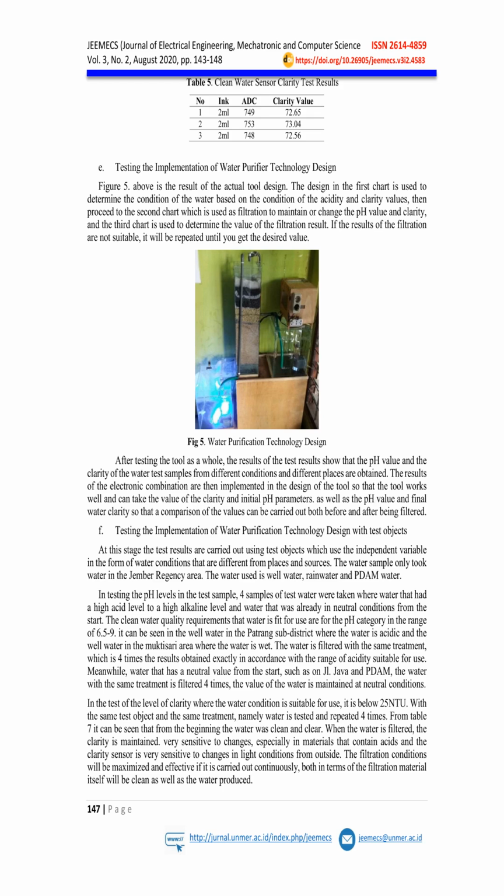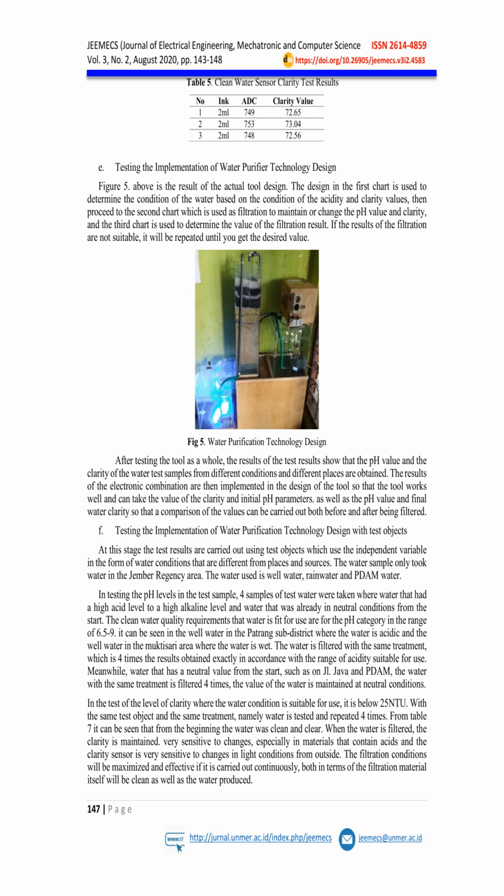E. Testing the implementation of water purification technology design. Figure 5 above is the result of the actual tool design. The design in the first chart is used to determine the condition of the water based on the acidity and clarity values. Then proceed to the second chart, which is used as filtration to maintain or change the pH value and clarity. And the third chart is used to determine the value of the filtration result. If the results of the filtration are not suitable, it will be repeated until you get the desired value. Fig 5, Water Purification Technology Design.